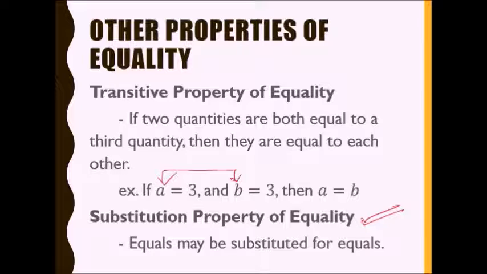Okay? So, lagay natin in the term of if-then statement, kung ang tatay mo ay nagbigay ng 5 piso sa kapatid mo at kaparehas ng ibinigay sa'yo ang sa kapatid mo, ibig sabihin, okay, 5 piso din ang meron ka. So, this one is also an example of a transitive property.